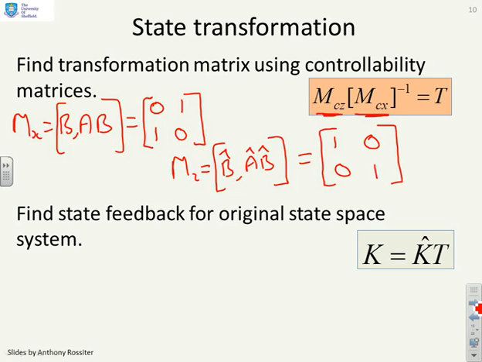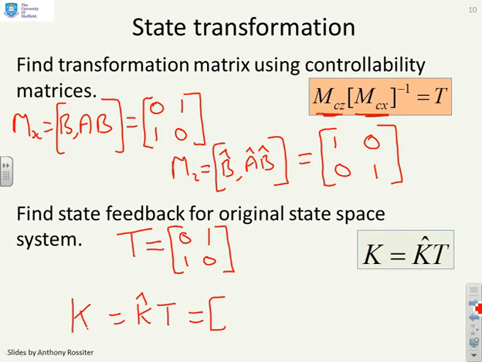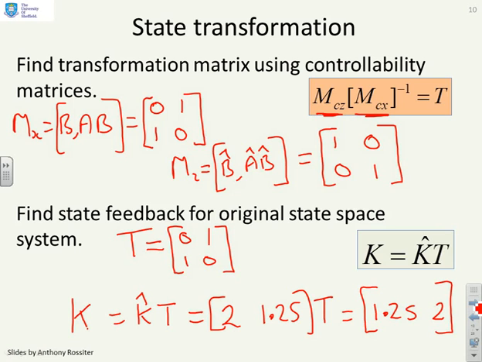And having done that, what you'll see is that T actually equals 0, 1, 1, 0. So if you substitute this MX and MZ into the formula, that's what T comes out to be. So finally, K equals K hat T. Now what was K hat? If you remember from the previous page, it was 2, 1.25 times T. That flips it round and you get 1.25 and 2. And you'll notice that's the same answer that we got when we used Ackermann's formula.